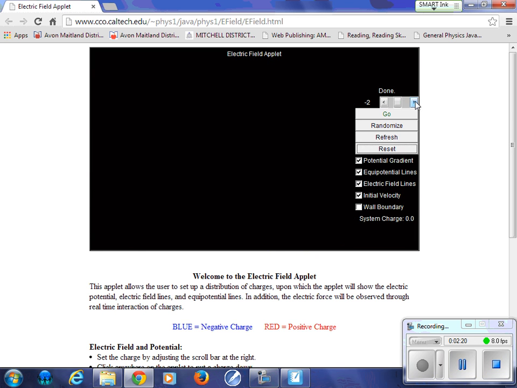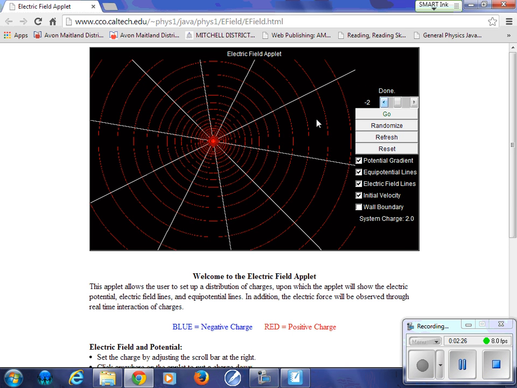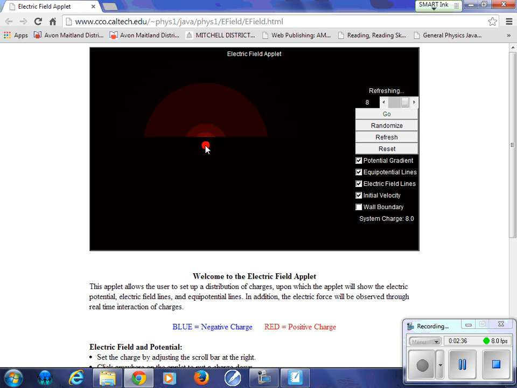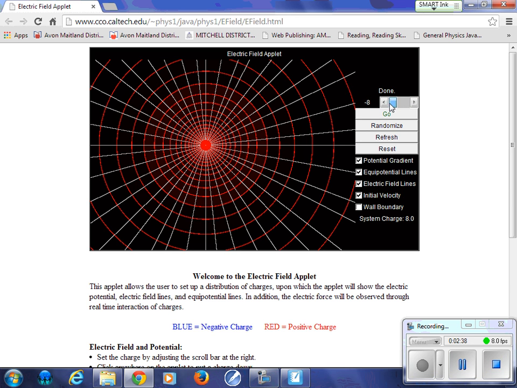Now I'm going to reset that one. I'm going to do the exact same one again, except really close together to emphasize the point, but that doesn't really show what I wanted to show, which is that it does look like a point charge. So maybe I have to jump it up a little bit. Let's go to an 8 and a -8.